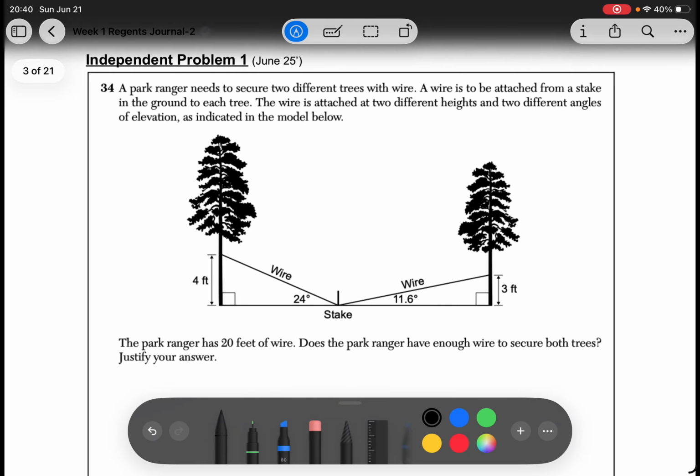Next up, we have this question from the June '25 Regents. If you have been studying Regents questions, you may have seen this. We have a park ranger who needs to secure two different trees with wire. So we see our wire, which is located over here, and we have this wire. It needs to be attached from a stake in the ground to each tree. So we have our stake in the ground, stake in the ground. The wire is attached at two different heights and two different angles of elevation.